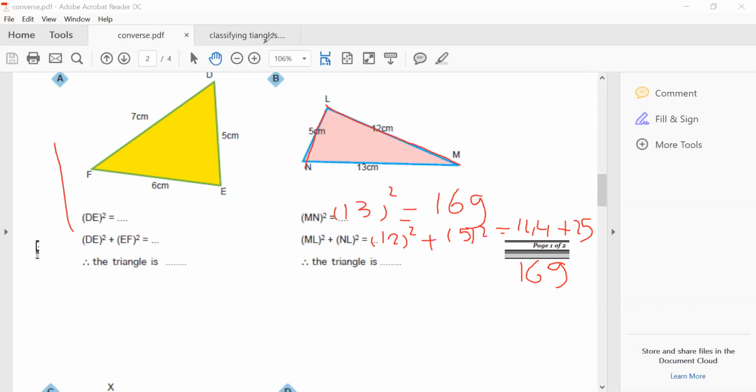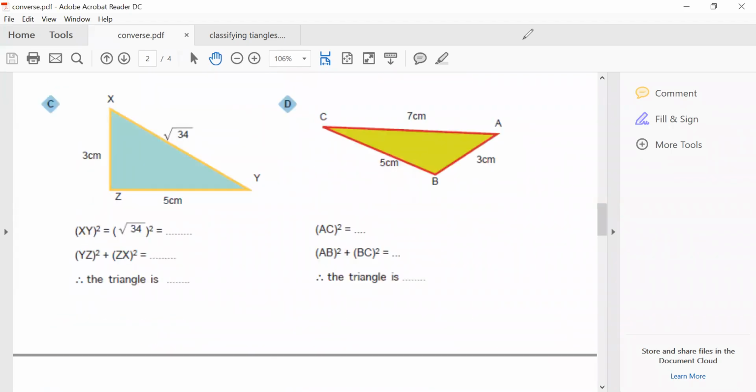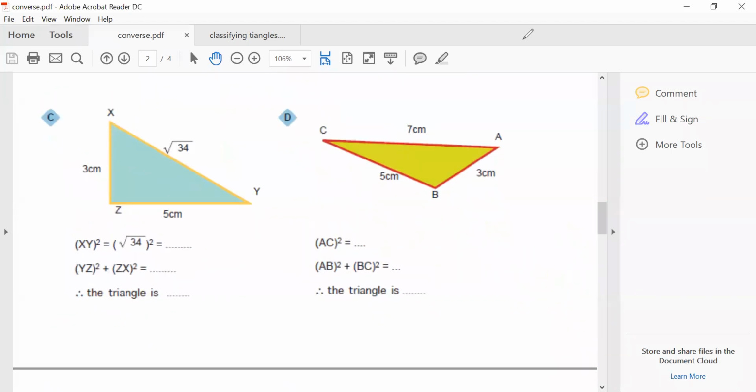Yes, it's right. Why? Because the longest side square equals the sum of the other two sides square. Both of them are 169. So the triangle is a right angled triangle. Okay, thank you, Muhammad. Let's move to another exercise, with the same idea.